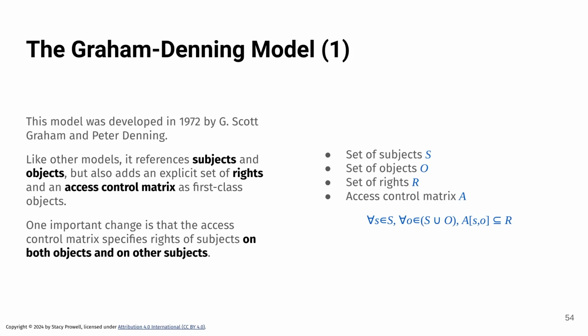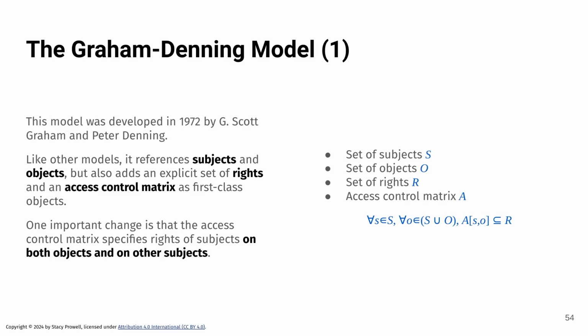It was developed in 1972 by Scott Graham and Peter Denning. And again, it's going to use this familiar language that we've been using for the other models. There are going to be subjects, and the subjects could be users, they could be processes, they could be other systems. There's something that's going to interact with the system to do information processing. And there are objects, right? The objects are the files or the directories, right? They're the objects that are manipulated by the system.